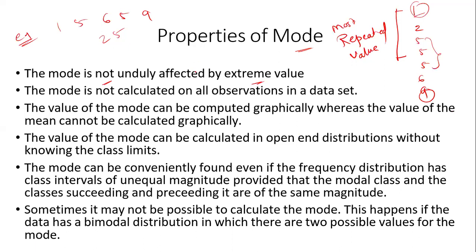Then, the mode is not calculated on all observations in the data set. The mode ignores the rest of the data set and focuses only on the repetitive value. The value of the mode can be computed graphically, whereas the value of the mean cannot be calculated graphically.